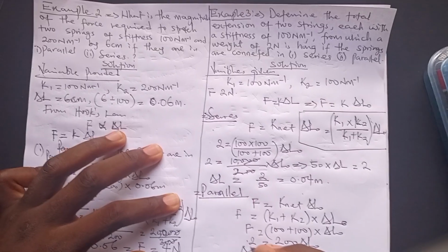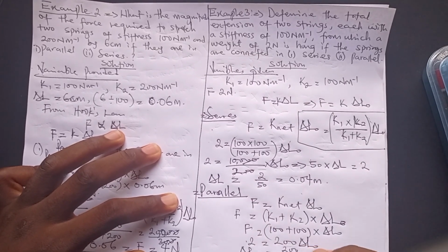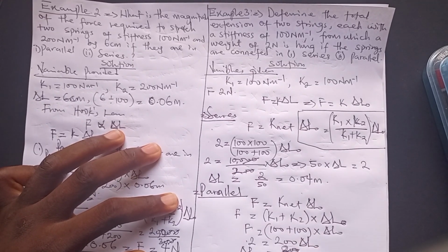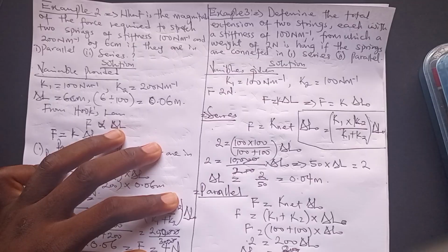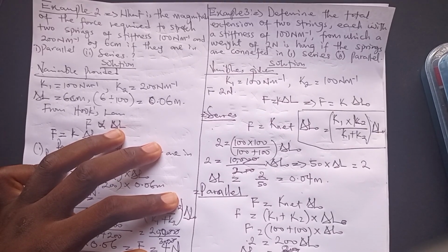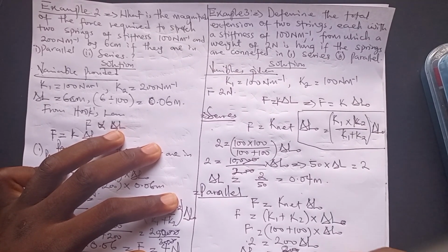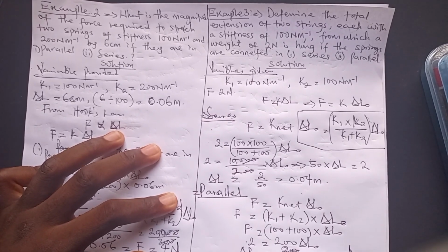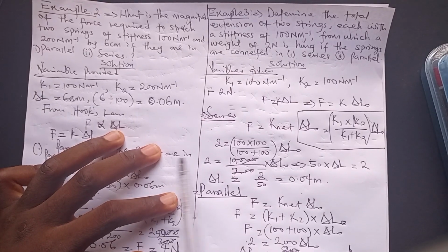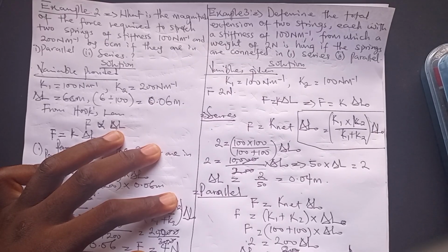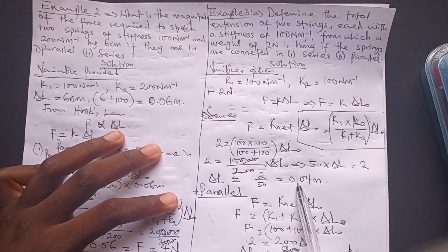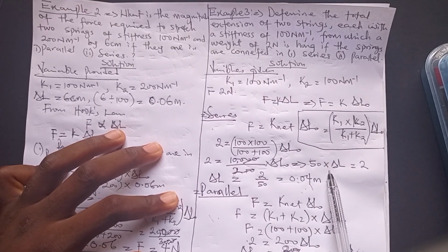So the value for change in L will be equal to 2 divided by 200, which is 0.01 meters. So the total extension of the two springs when they are connected in parallel is 0.01 meter. But when they are connected in series it is 0.04 meters.